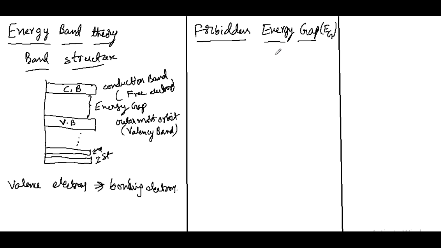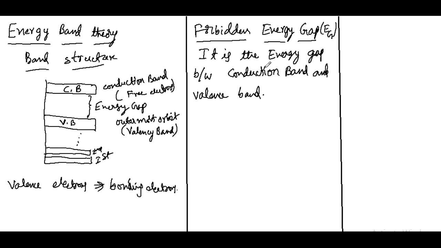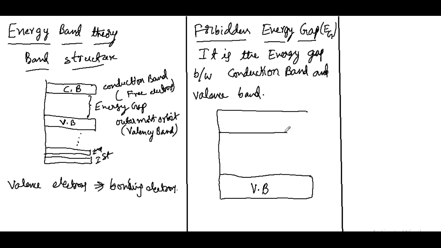It is the energy gap between the conduction band and the valency band. So the definition of the forbidden energy gap is: the energy gap between the conduction band and valency band is called the forbidden energy gap. This band is the valency band, so I'm writing VB, valency band. After this, one more band is available. That band is the conduction band. The gap between these two is called the forbidden energy gap.